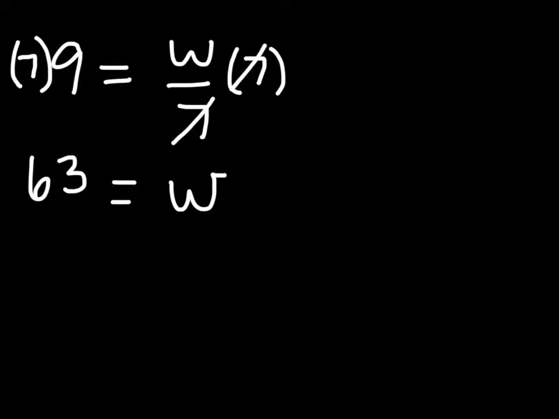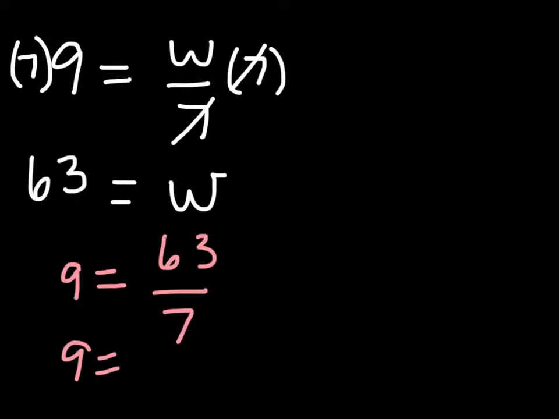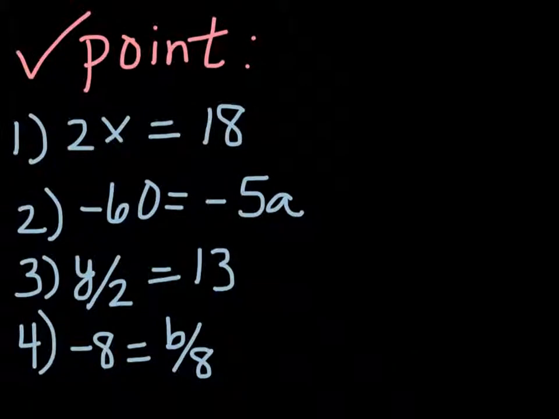Once again, you can check your work by simply inserting the value into your original equation. 63 divided by 7 does indeed equal 9, so we've done our work correctly. Try these 4 sample problems on your own. Problems 1 and 2 require you to use the division property of equality. Problems 3 and 4 require you to use the multiplication property of equality.